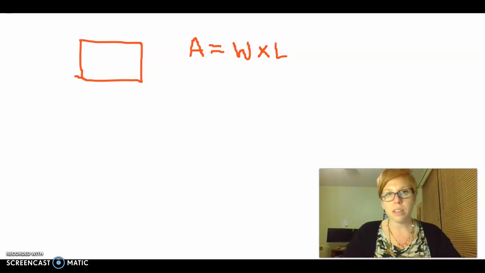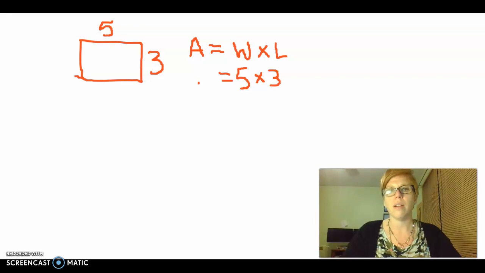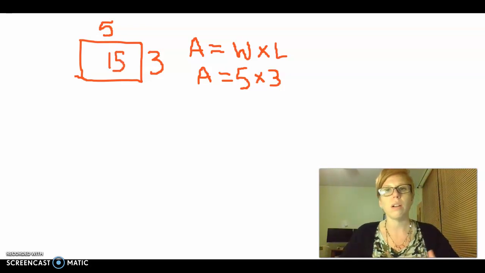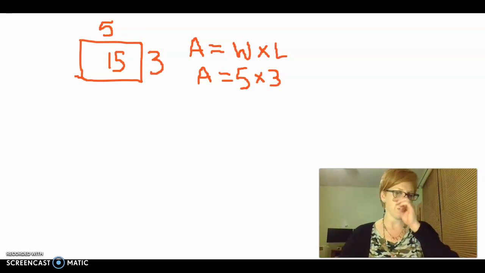And let's say that this shape right here was 5 wide and 3 tall. So to find the area of this shape, we multiply 5 times 3. So that equals the area of this shape. So all of this inside, it is 15 square units. It could be square inches, square miles, but 15 square units.